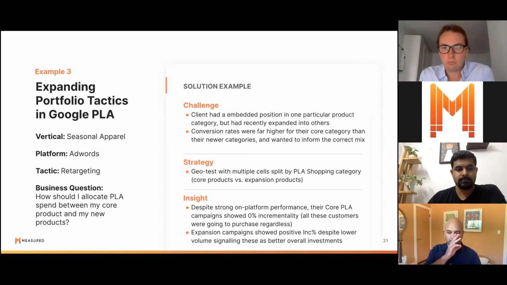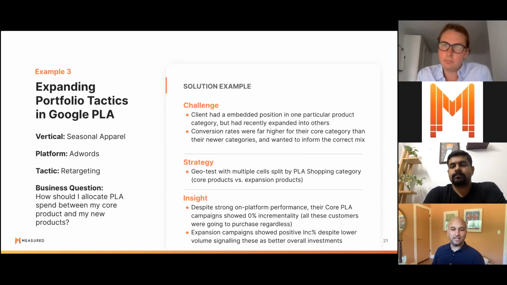Terrence, I'll cue you up here with the background. So this is a seasonal apparel brand. Think Christmas sweaters, an item that is typically purchased around a certain time of the year, in this case the Q4 season. So this is a very significant core product for this particular brand. They were wondering how they should allocate their PLA spend between their core products and a handful of new products that they are venturing into at this time.